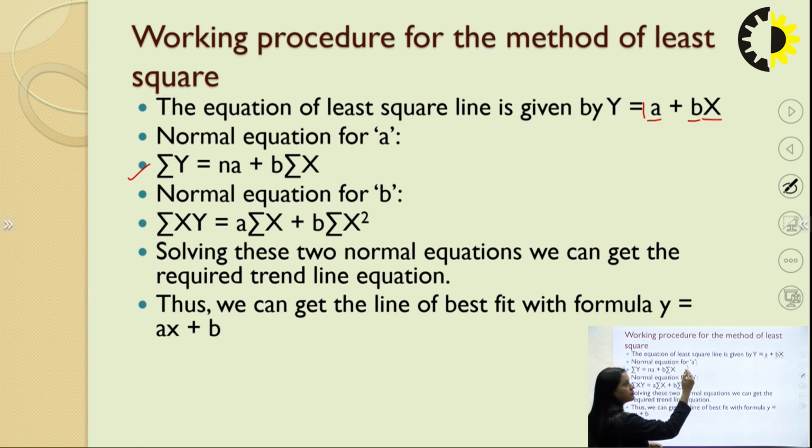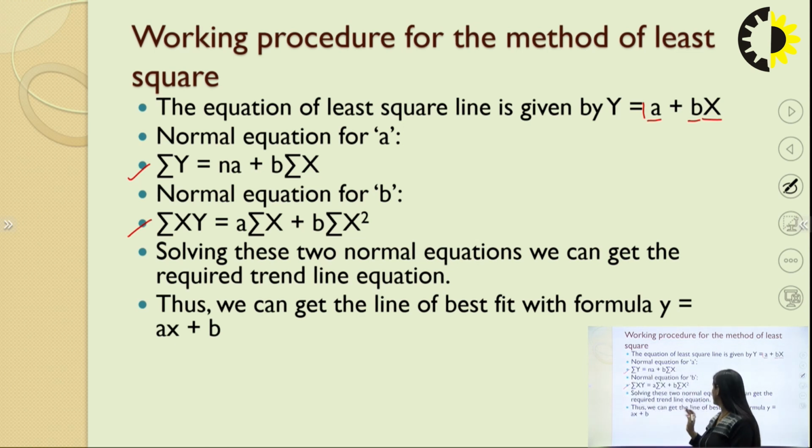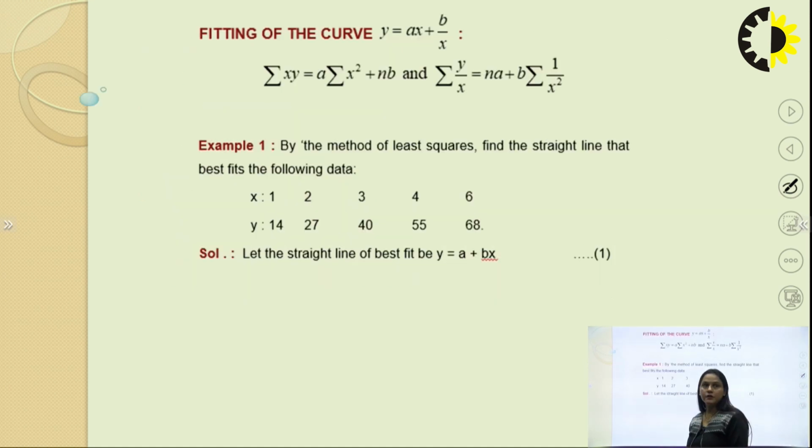In calculating b, we will multiply the equation by the coefficient of b. That's what we have done here. And we will get summation xy = a summation x plus b summation x square. On solving this, we will find the values of a and b, and we can get the line of best fit for y = a plus bx. Please correct it here, a plus bx.